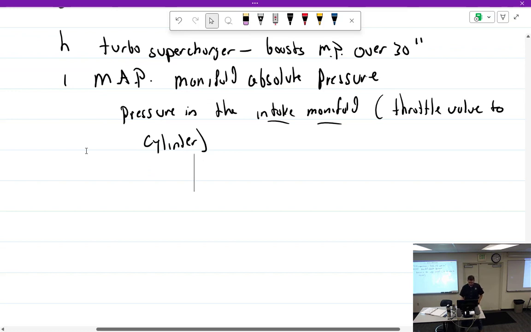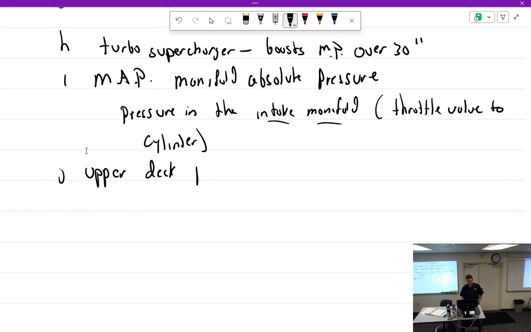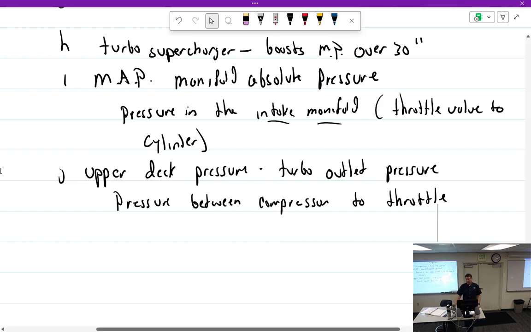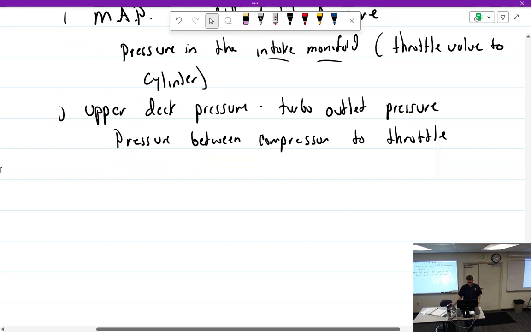Okay, manifold absolute pressure. Upper deck pressure. That is turbo outlet pressure, or pressure between compressor to throttle. Everybody with me so far? Getting the picture? All right.